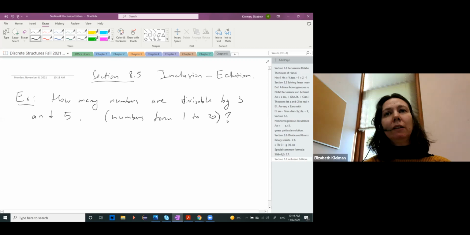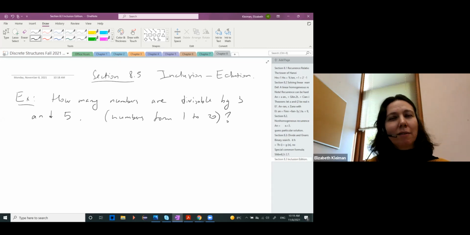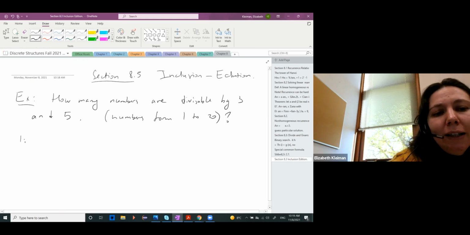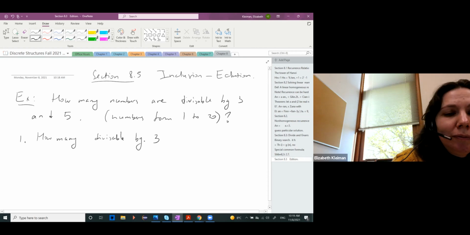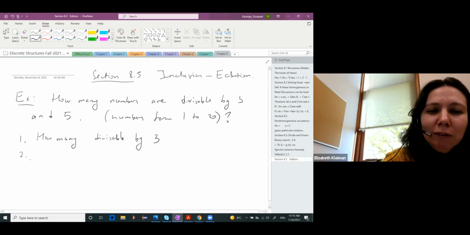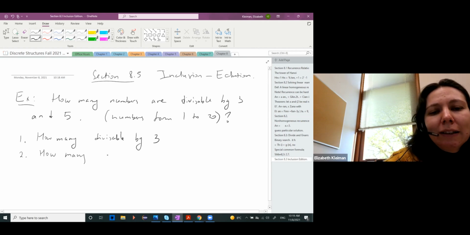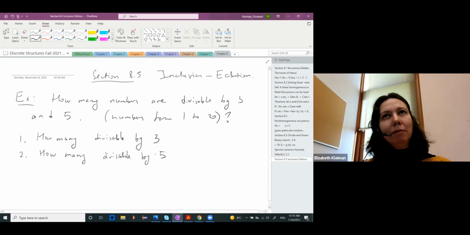Do you know how to solve this one? We did it. You just passed the test on it. So tell me how we are going to solve it. Step 1 is how many divisible by 3. What is my step 2? Yeah, inclusive, exclusive, it's not an idea right now. How many divisible by 5? And now I add and I'm done.